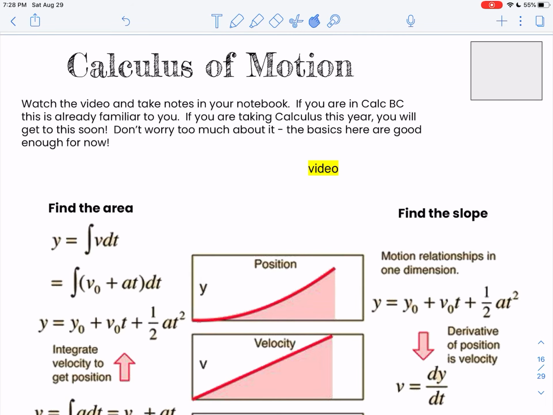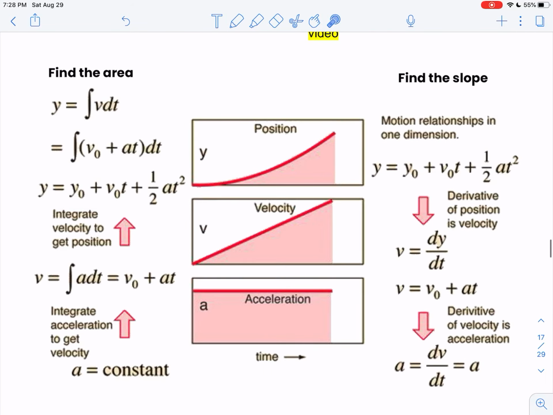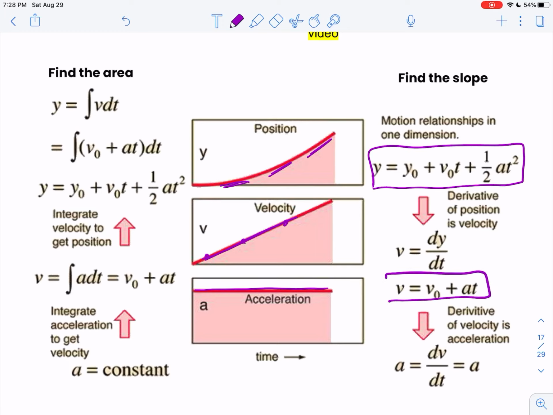Okay, so when you move down the motion graph this way, you find the slope. So the slope on the position graph gives you the velocities, and then the slope of the velocity graph gives you the acceleration. This works even when the acceleration is not constant. These equations only work if the acceleration is constant, but the derivative works no matter what. That's why we need to have it.